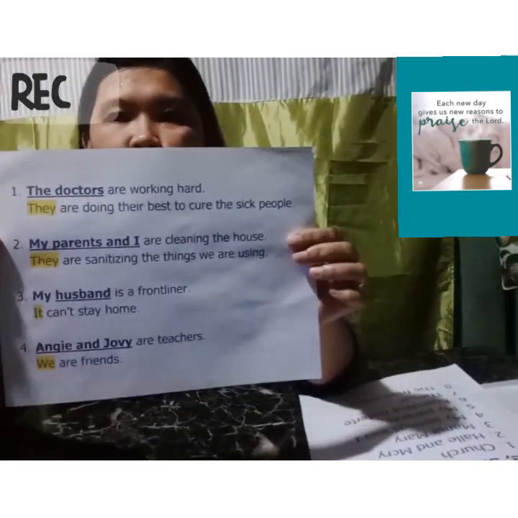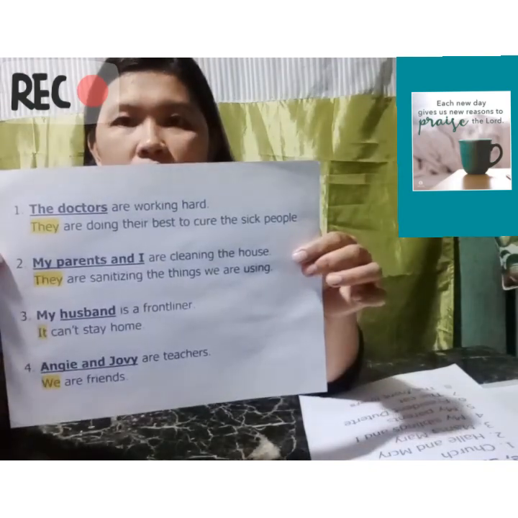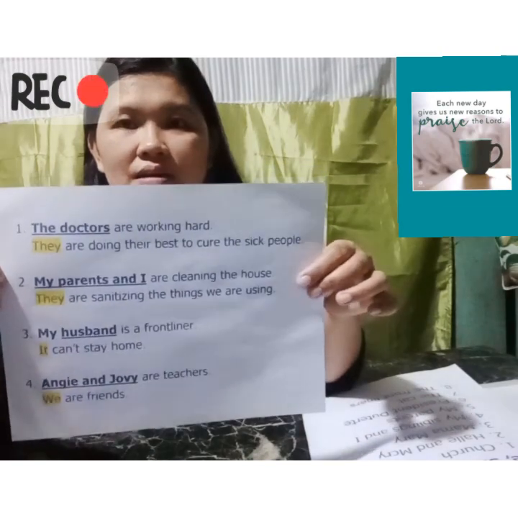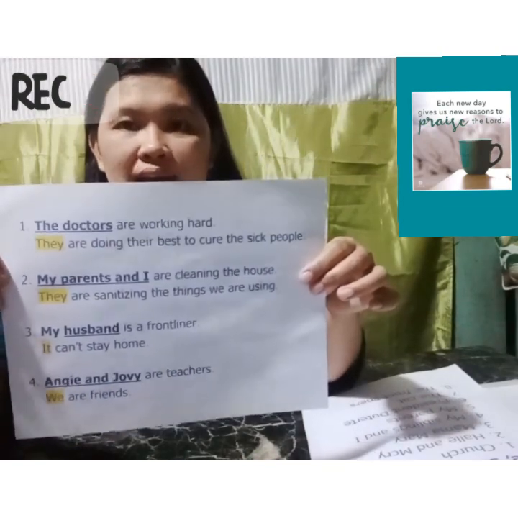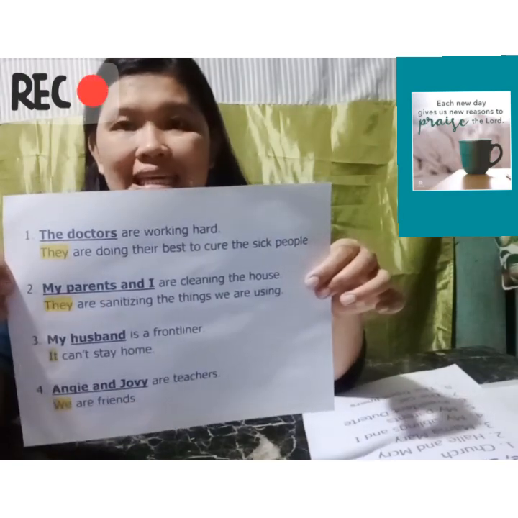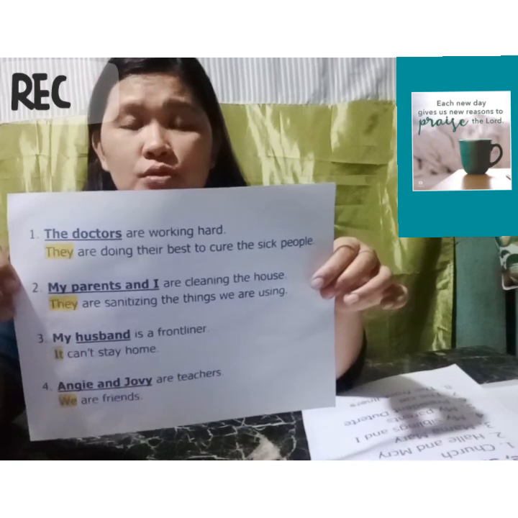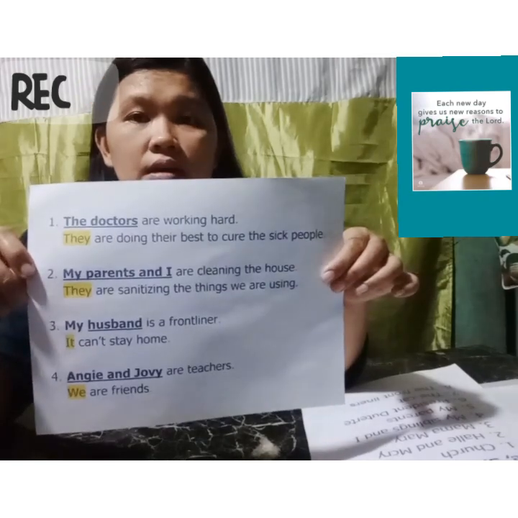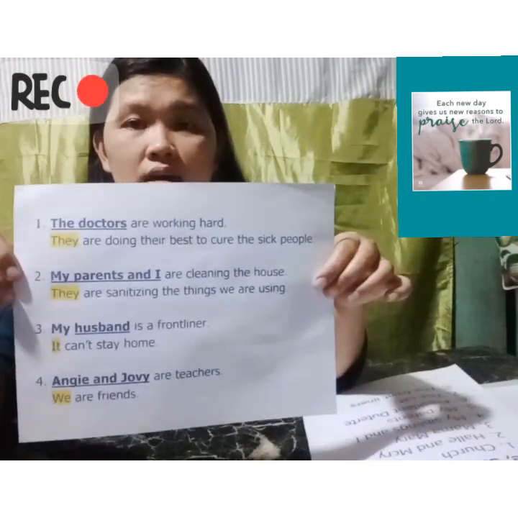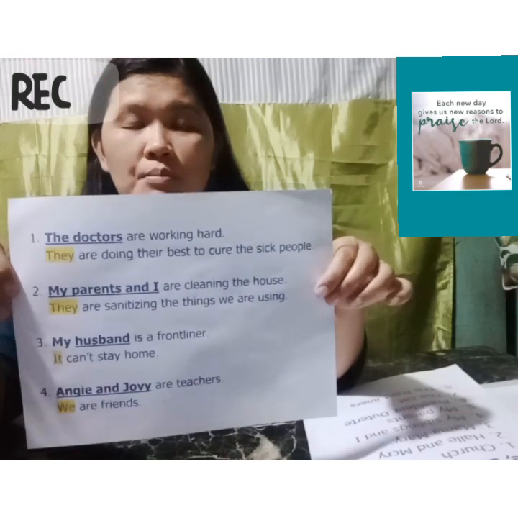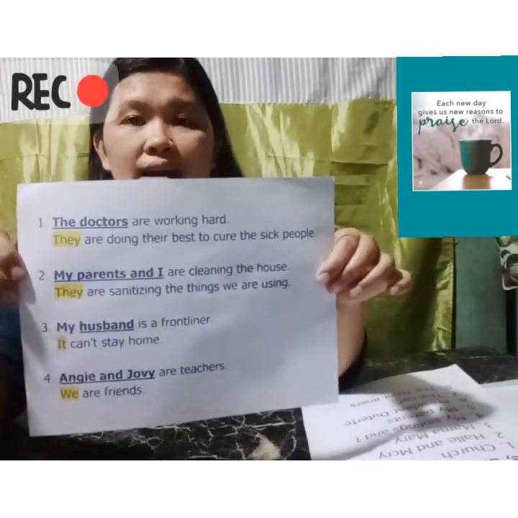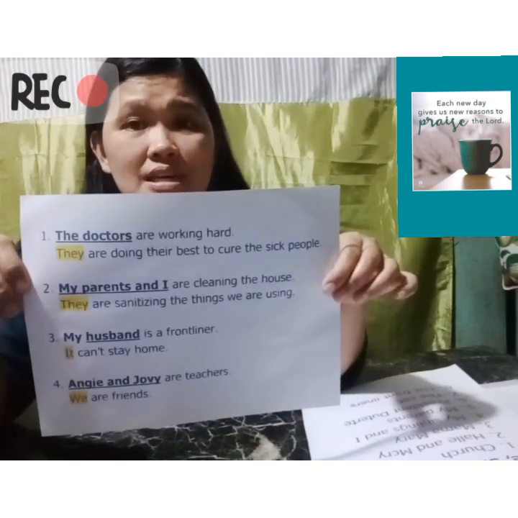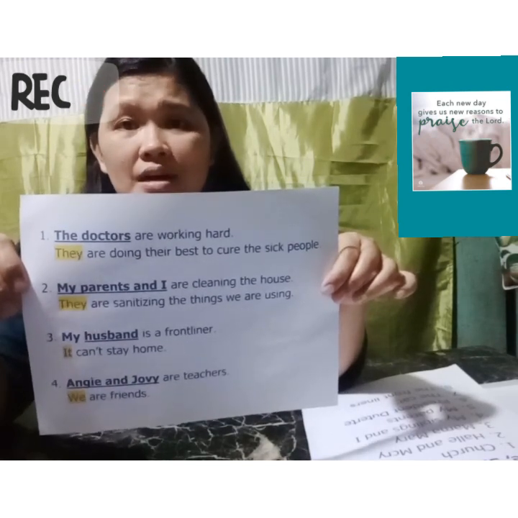Okay. Number 2, my parents and I. My parents and I must be replaced with the pronoun we. The correct answer for number 2 is we. Number 3, my husband. Husband refers to a male person. The correct answer is he. We do not use it because it is for a thing, an animal, or a place.